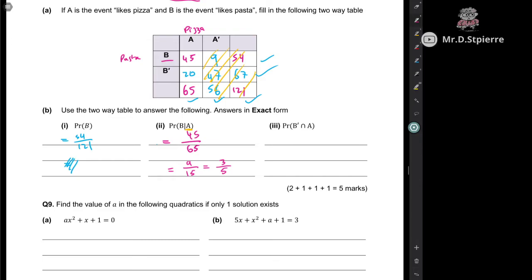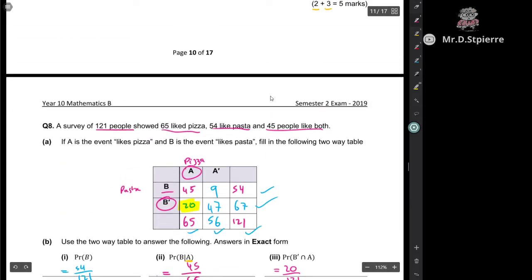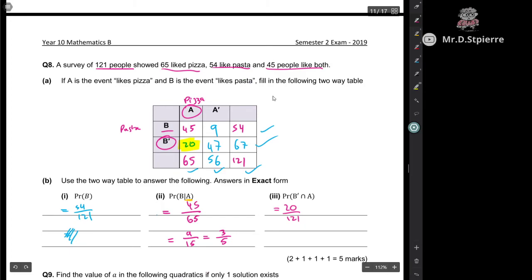Probability of not B intersect A, so let's delete some of these lines. Probability of not B and also being A means we end up here, which is 20 over 121. And I'm pretty sure we can't simplify that either, but I'll double check. No. Done. So what was this question assessing? Well, it's breaking down two-way tables and then using a two-way table to calculate probabilities.